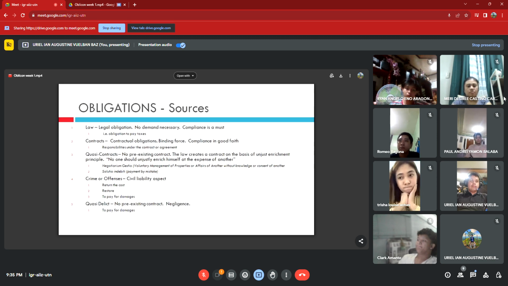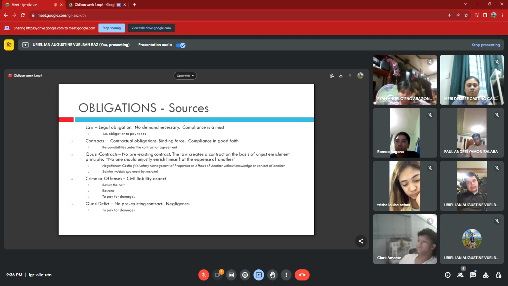Now you also have the fourth source of obligation, which is crime or offenses. Crime under the Revised Penal Code and offenses under special law, as with respect only to the civil liability aspect. Because when you commit a crime, what is the penalty for committing a crime? You can go to jail. You can serve your sentence in jail. That's the criminal liability. Now, as far as civil liability, the convict will also be liable for the civil aspect of the crime in the form of either returning the thing, restoring it, or paying for damages.